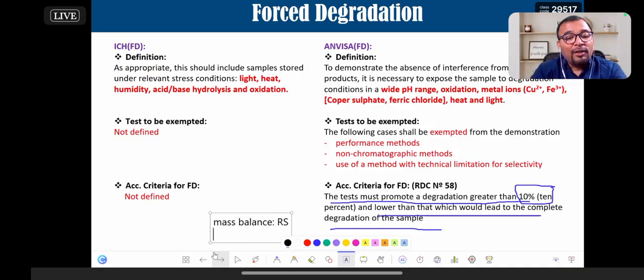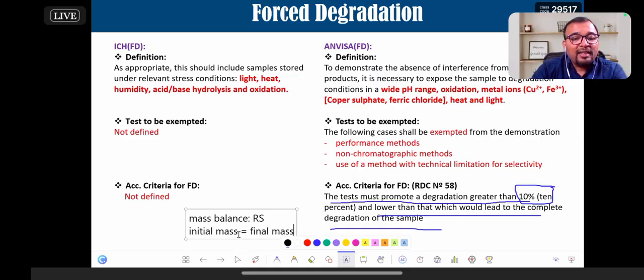Now, when you talk about mass balance, what does it mean? Initial mass is going to be equal to the final mass. Now, what is the initial mass and final mass? Initial mass of your sample. Maybe you have a 20 mg sample, 20 mg compound. Let us say 20 mg compound, right?